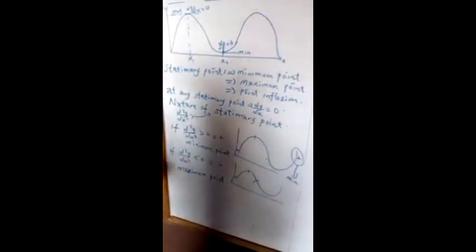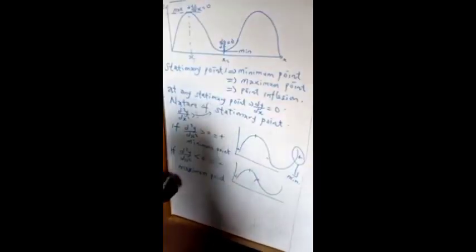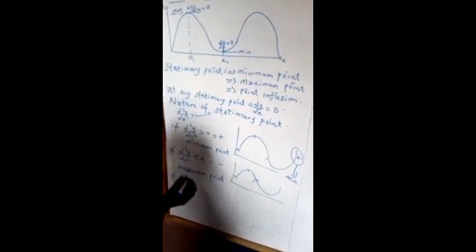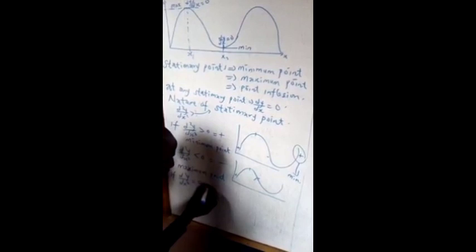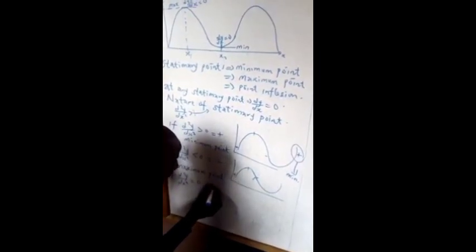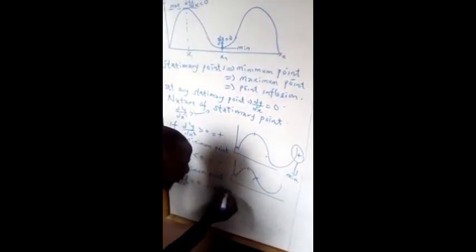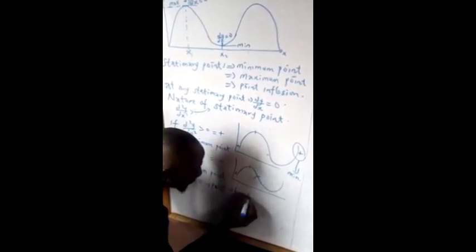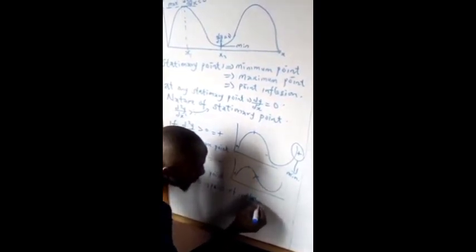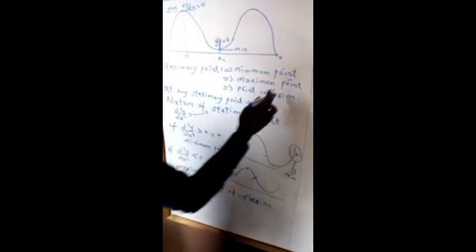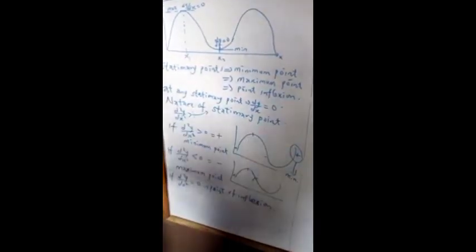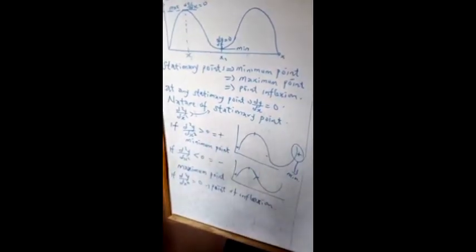So if it is neither positive nor negative, that is, if d2y/dx squared is equal to 0, then we have a point of inflection. That's what we have for it.